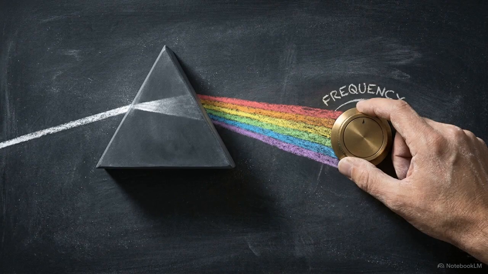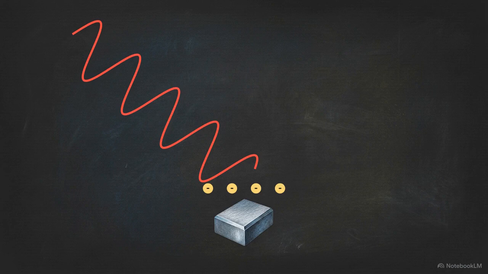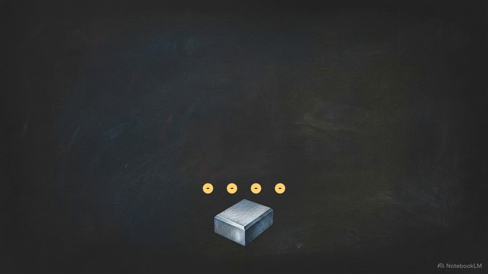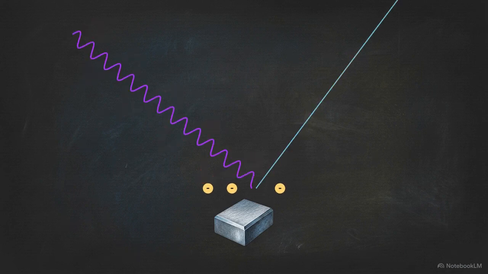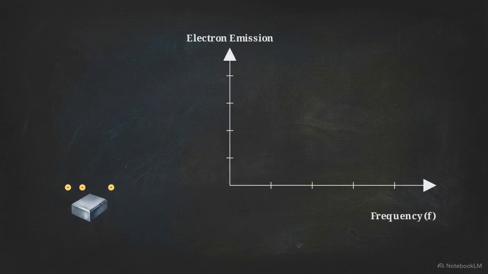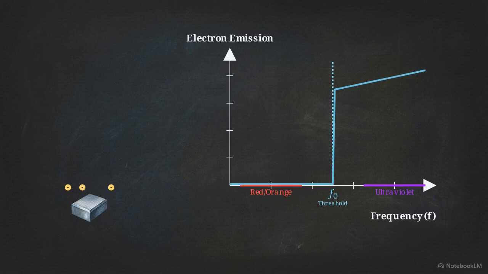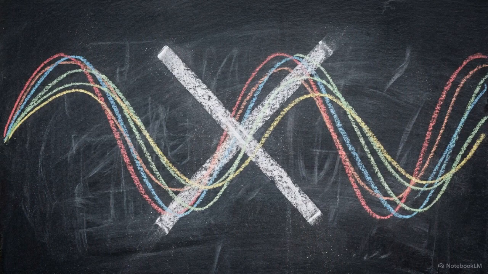The problem deepened when experimentalists adjusted the color, or frequency, of the light. They found that a blindingly intense red light would eject absolutely zero electrons. Yet a very faint, low-intensity ultraviolet light would eject them immediately. There was a strict threshold frequency below which the effect simply stopped. This frequency dependence breaks the math of a continuous wave model.